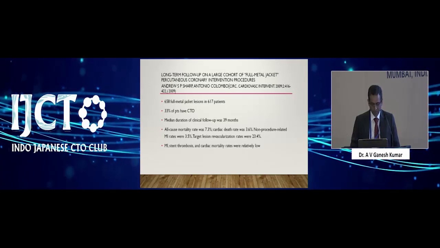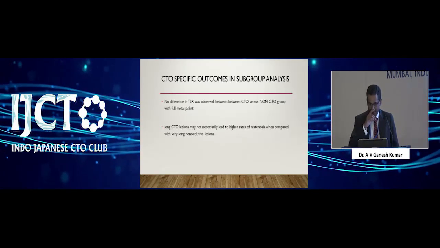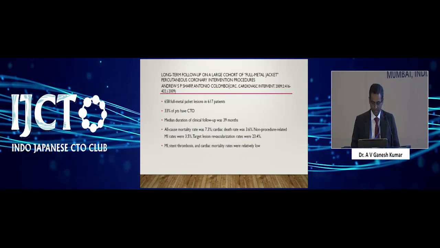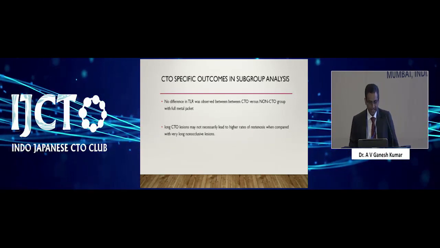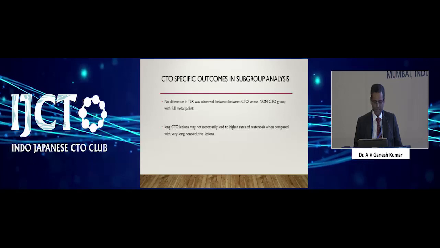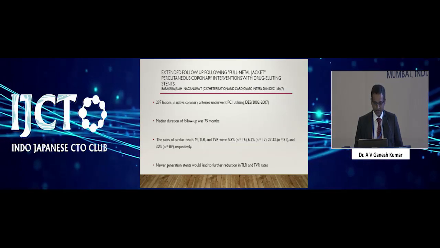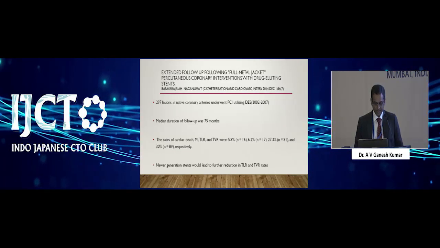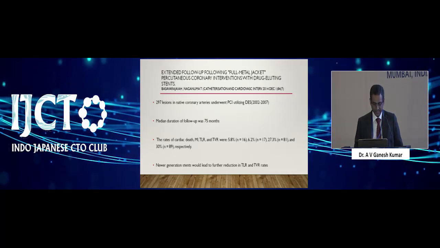So what they went on to conclude in this particular paper is, in 2009, they were all first generation drug-eluting stents, and this is the data they got. So they believe that by putting newer stents, the rates would be even lower than what they got. Another paper published in CCI, 300 patients, median duration of 75 months. Again, first generation drug-eluting stents.